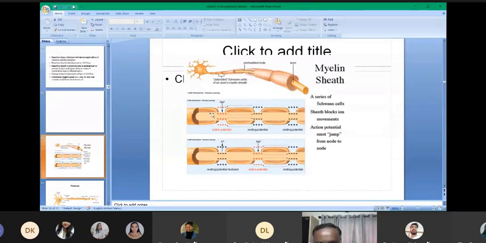That is unmyelinated. From here the sodium ion enters, potassium ion exits. So the impulse goes from here, jumps to here, then jumps to here. In that way there will be nerve impulse conduction, and that is called saltatory conduction. Action potential jumps from node to node, that is called saltatory conduction of nerve impulse. Am I clear? Yes, sir.